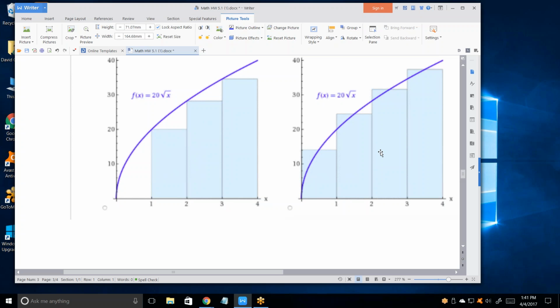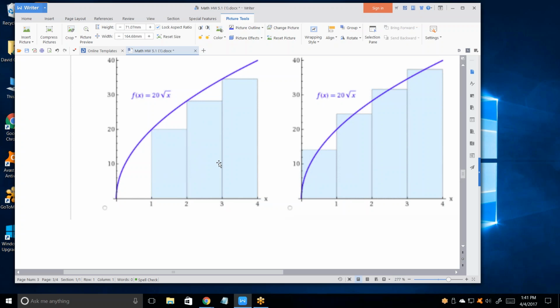A middle. Midpoint, right. That looks like a pretty good estimate, right? I mean, you got extra space there, but you got under approximation there, over, under, and they appear to balance one another out. So that midpoint looks to be a really good approximation.